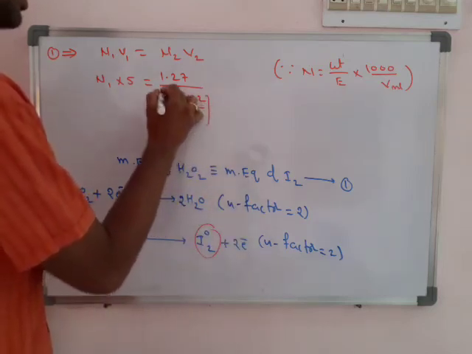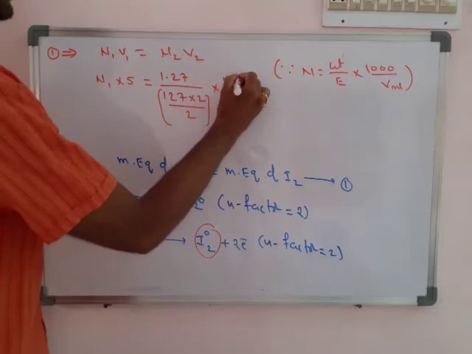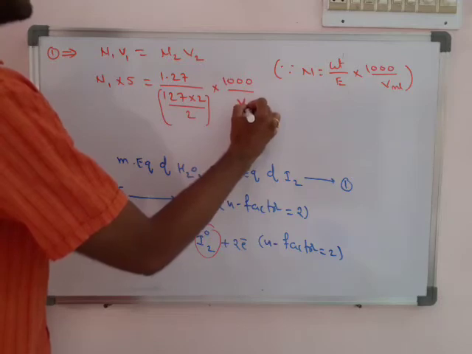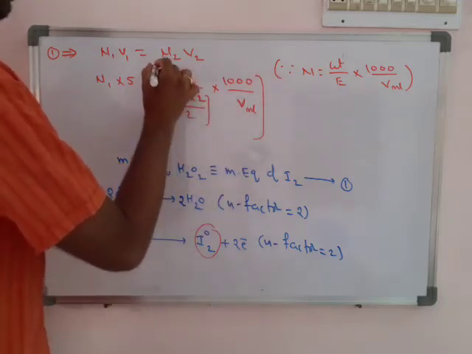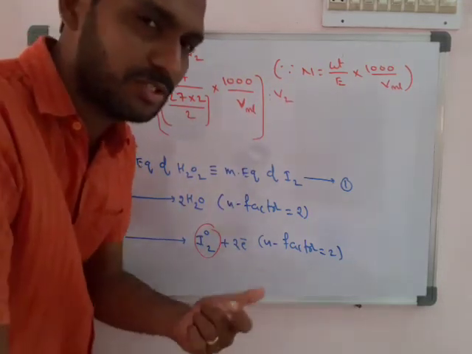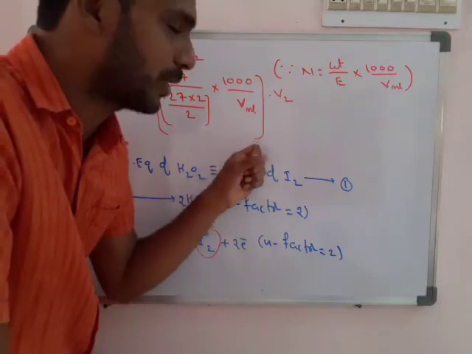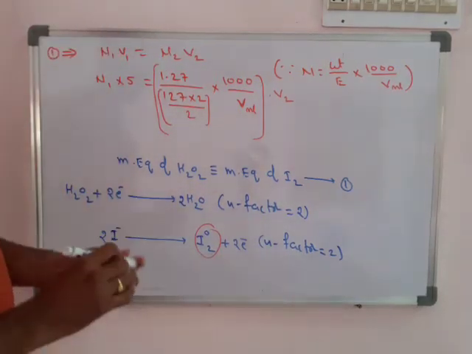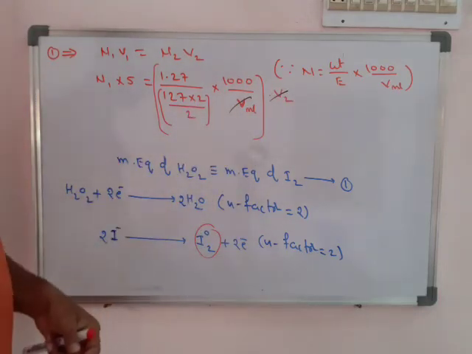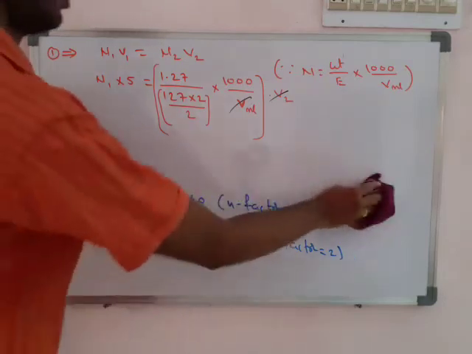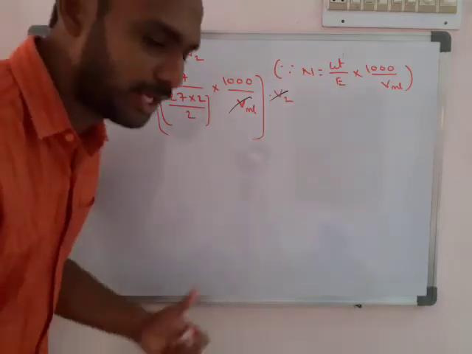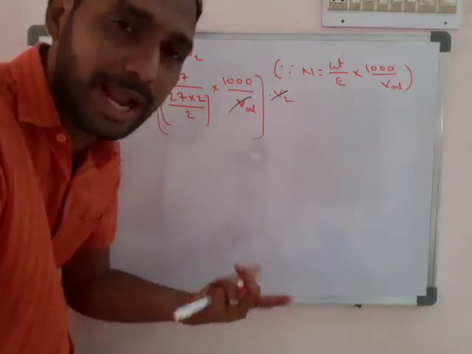I2 formation n factor is 2. So into 1000 by volume, which we don't know. So V1 is the volume generated, in milliliters. Next, again V2. What is V2? V2 is again the volume of iodine in milliliters, so automatically they get cancelled. So since the volume in milliliters is not given, there is no problem. Even without the volume given, there is no problem, because the volumes cancel out.